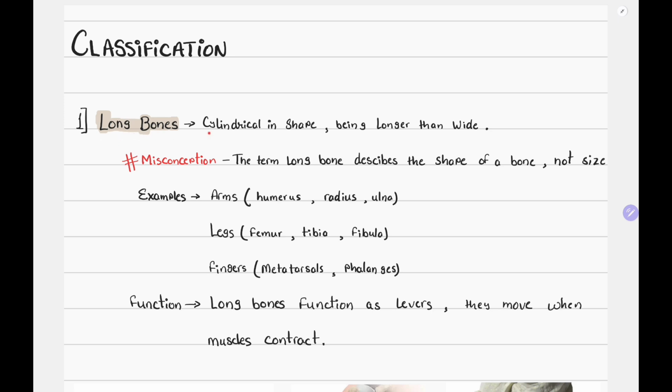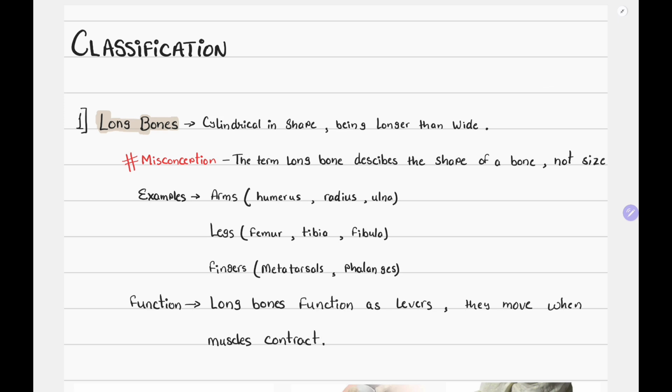Long bones are cylindrical in shape, and their length is greater than their width. To assign a bone as a long bone, it must be cylindrical in shape with its length greater than its width. So if this is the length and this is the breadth, the width must be lesser than the length of the bone.